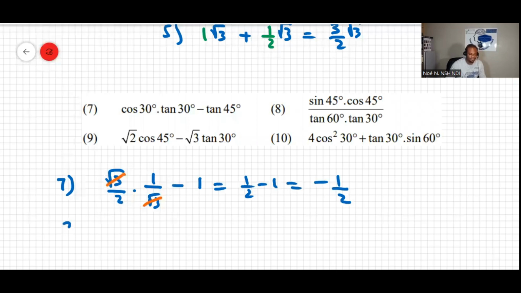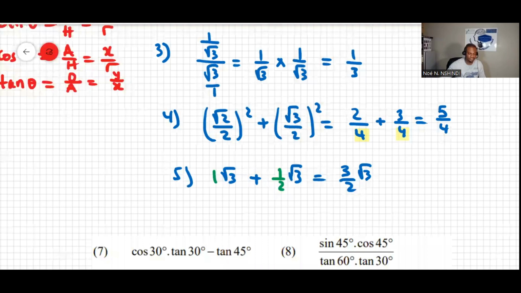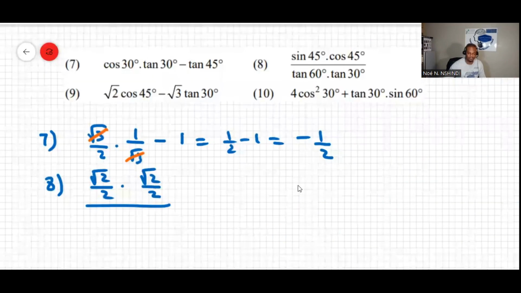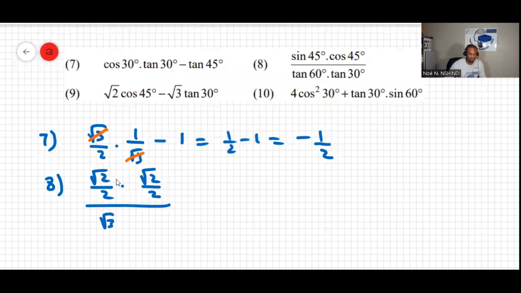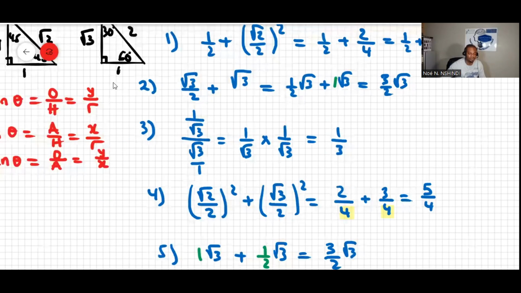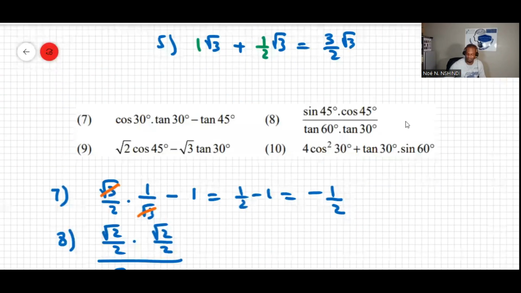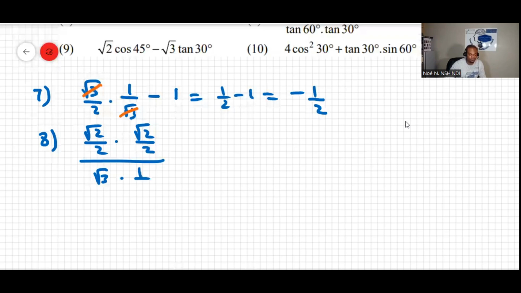Okay, and then question 8. Sine of 45 degrees is root 2 over 2, multiplied by cos of 45, which is also root 2 over 2, over tan 60. Tan 60 in the triangle is going to be root 3 over 1, which is just root 3, and then times tan of 30 degrees, it's going to be 1 over root 3, multiplied by 1 over root 3.